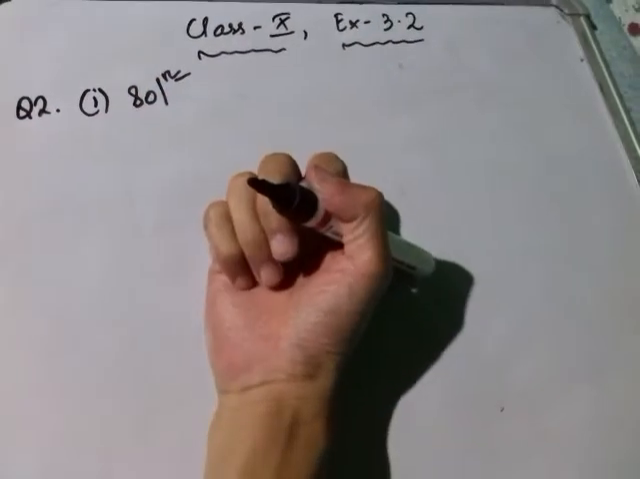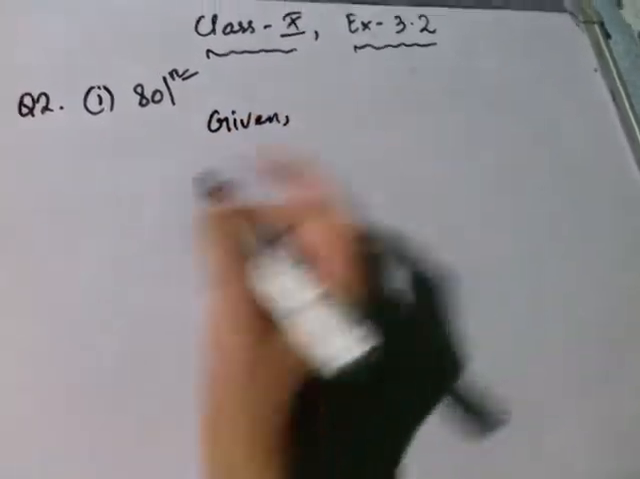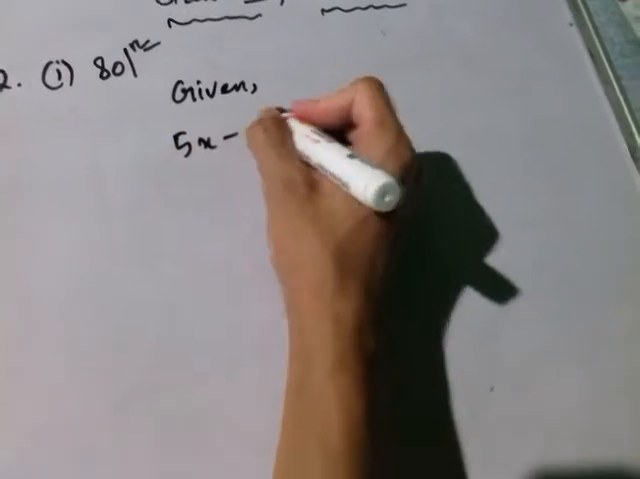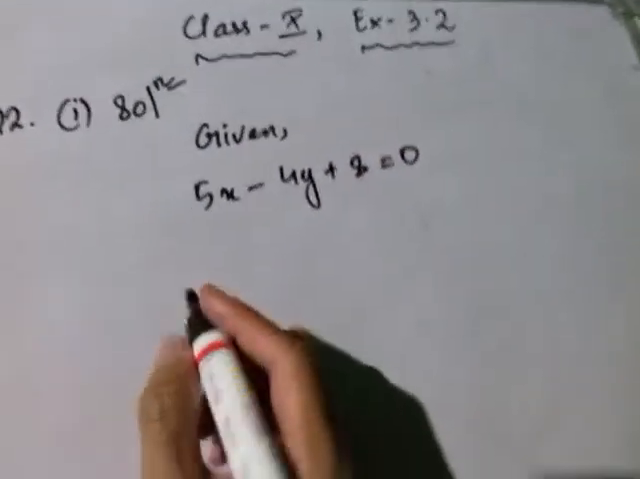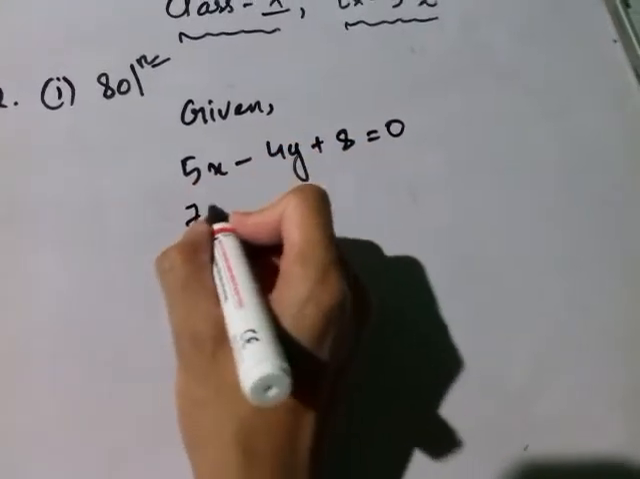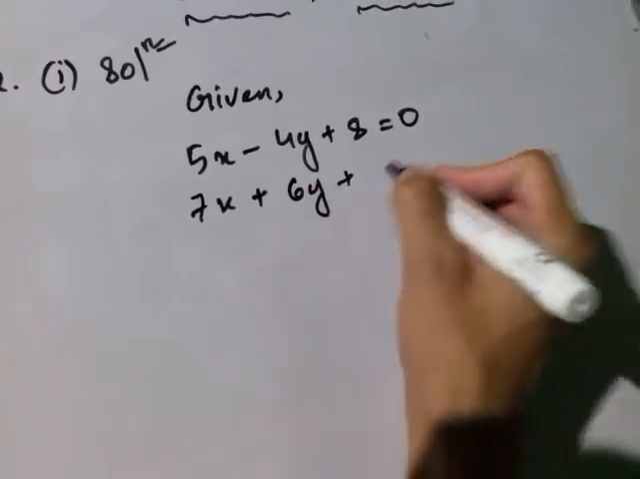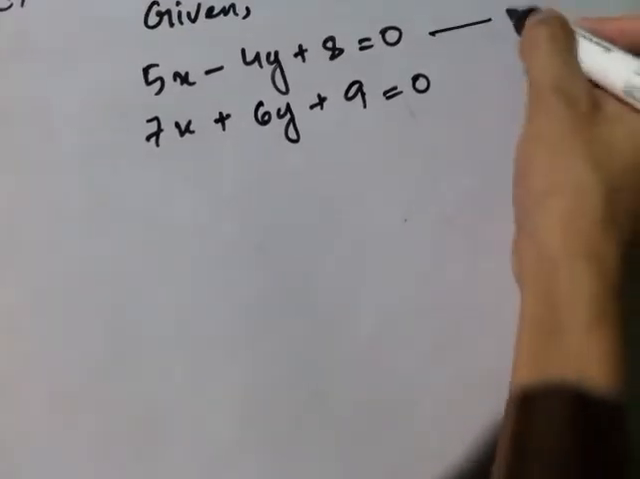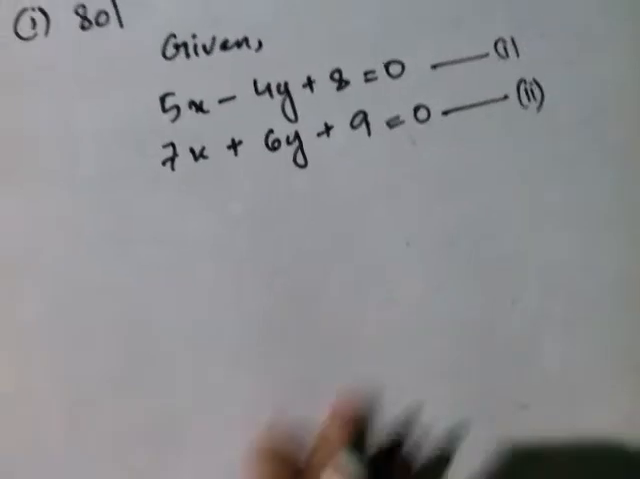What was the given pair of linear equations? You need to write here "given." In Roman numeral 1 they have given 5x minus 4y plus 8 equals 0, and the next is 7x plus 6y plus 9 equals 0. This will be equation number 1 and this will be equation number 2.